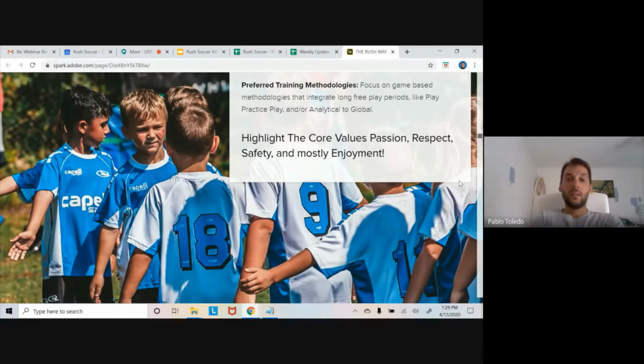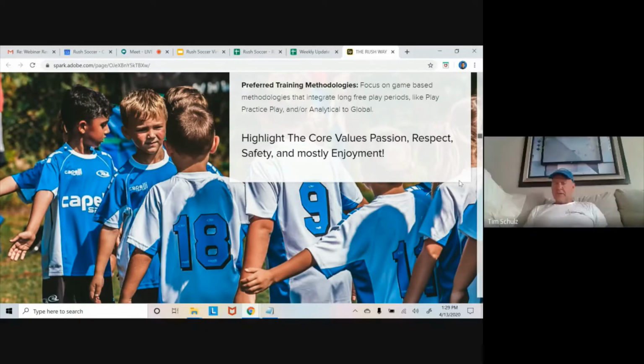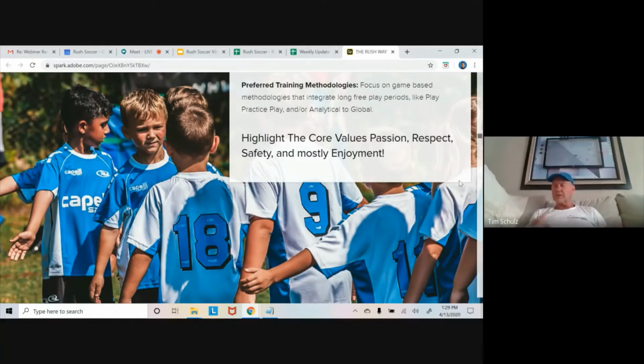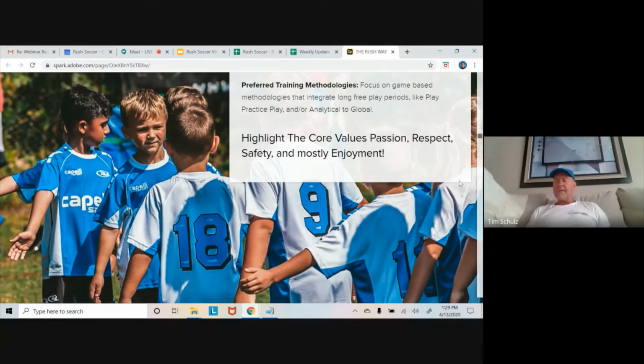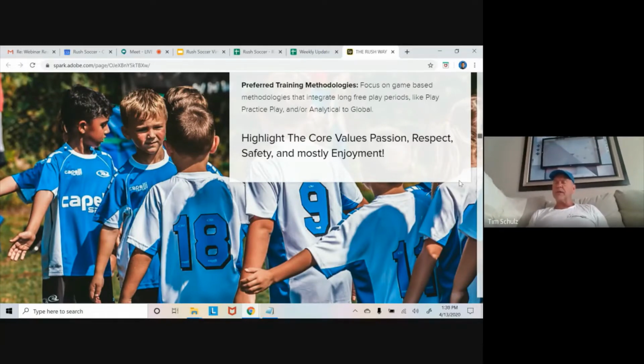Completely. One that I think we can give a little bit of direction on is the preferred training methodologies. We said let's focus on those that integrate long free play periods like play, practice, play, or just dynamic from analytical to global. What are your thoughts on this? Yeah, I've done a little bit of everything. I've done exercise. I've done a whole training session where I've done no play. We did ball skills the whole day, and I made it fun and enjoyable. I've done training sessions where all we did was play. I've done the play, practice, play.